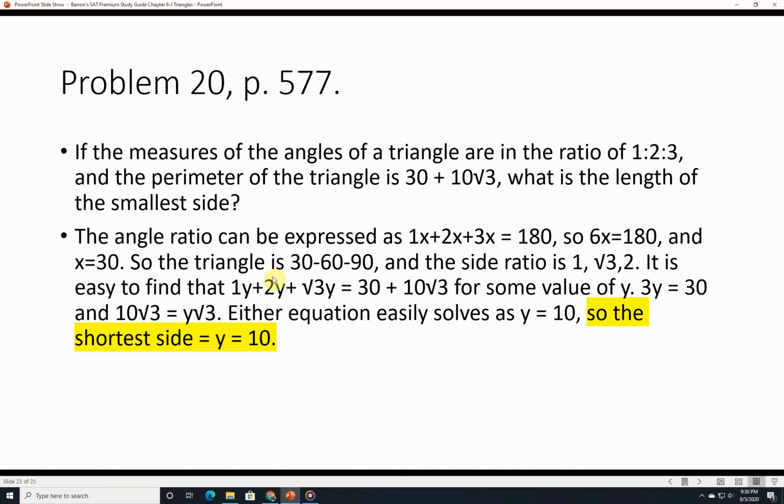Since we can see that 1 plus 2 makes 3, 3y is going to be equal to 30, and 10 root 3 is going to be equal to y root 3. If you divide through by root 3, you quickly find out that y is equal to 10, from using either one of these equations. So the shortest side is y, which is 10.